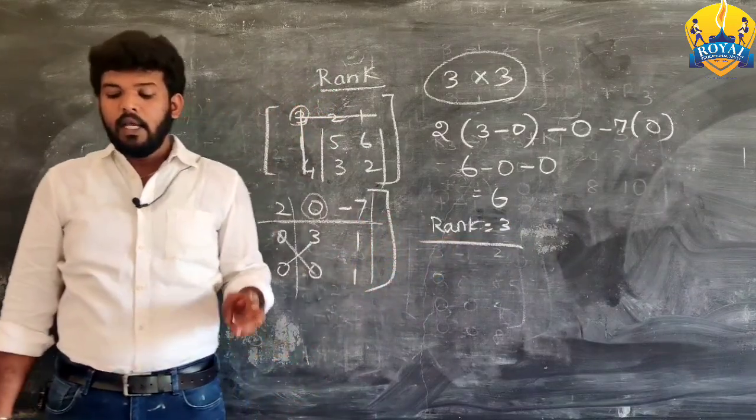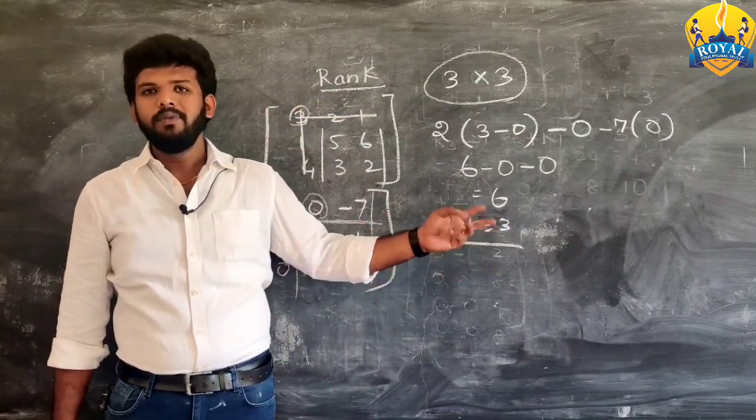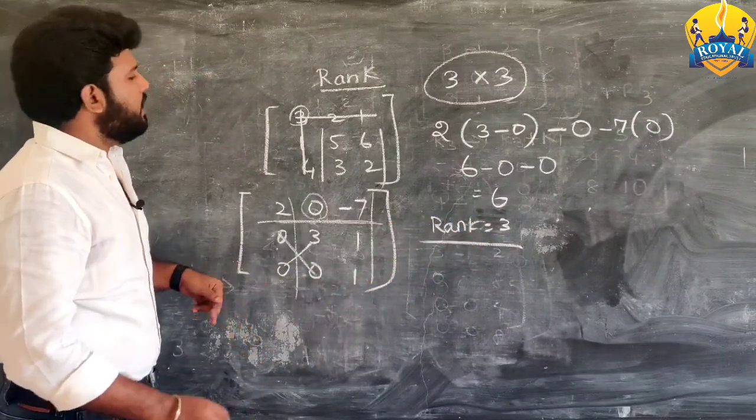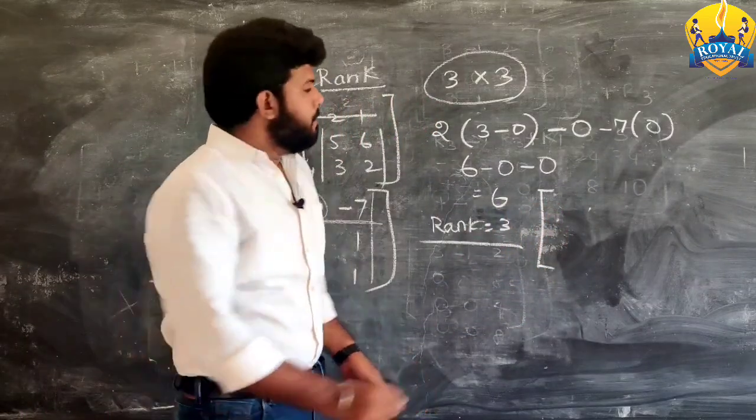Okay, so when we do the 3 cross 3, the rank is equal to 3. Right, the rank is equal to 3. Now we will just see another sum, right? Okay, so we see another sum.